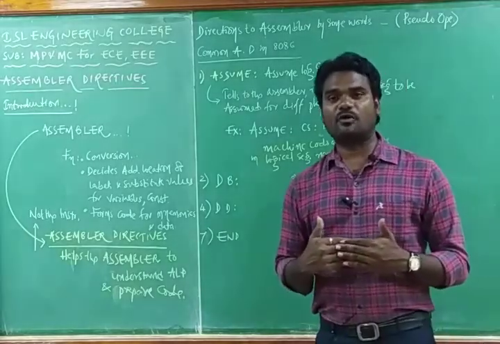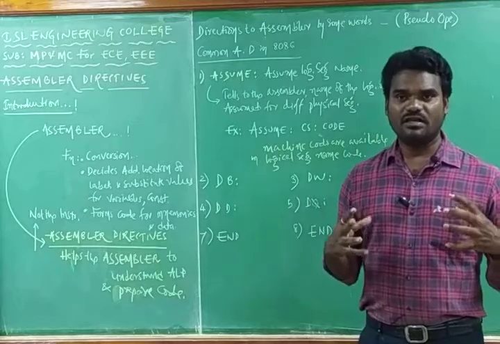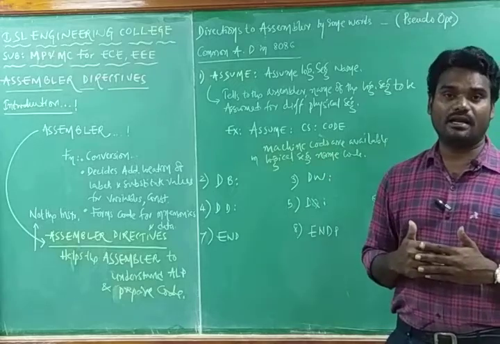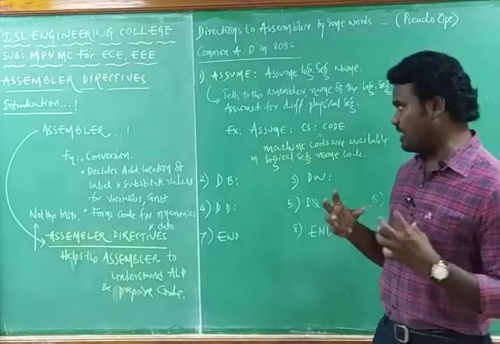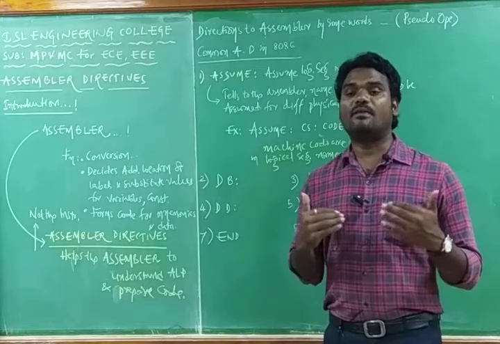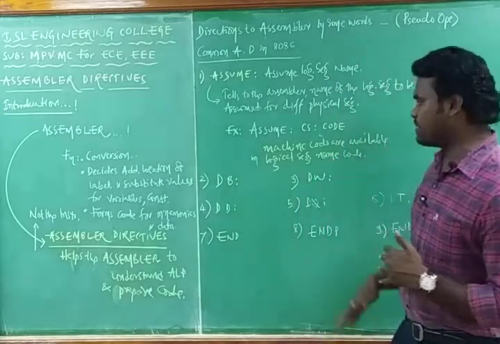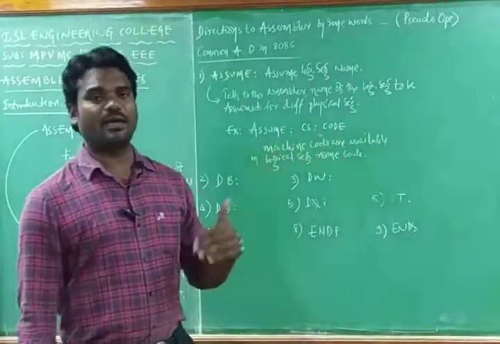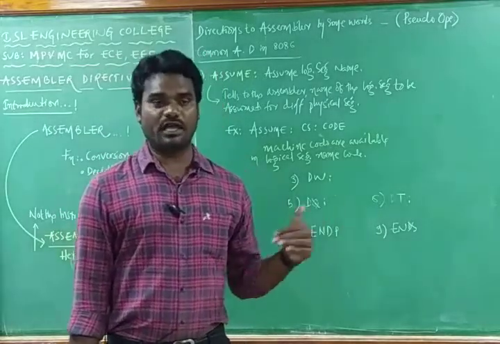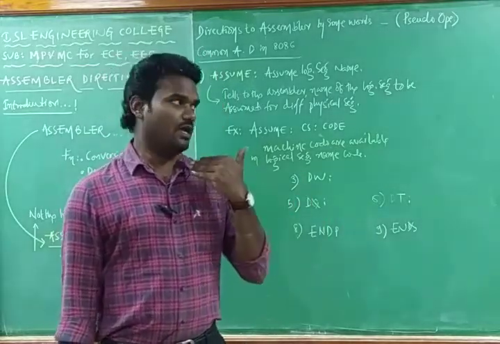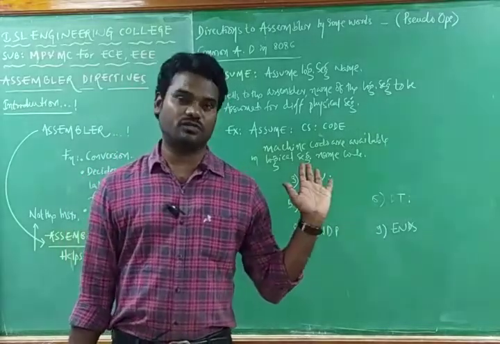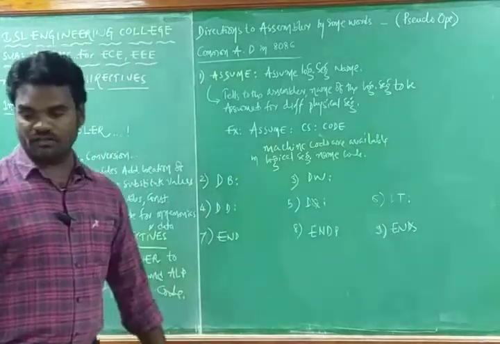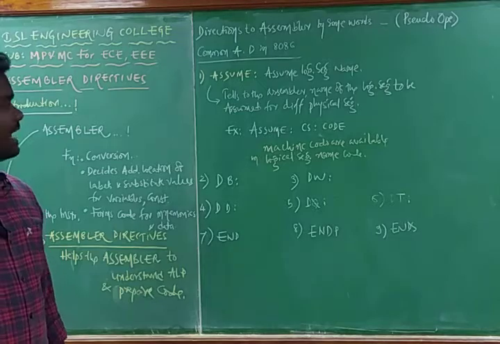The 8086 microprocessor has a large number of instructions in its instruction set, and it also has assembly directives. I am going to explain the commonly used assembly directives in this class. I will explain 9 assembly directives in this class, and the remaining will be explained in tomorrow's class. Once the assembler directives are completed, we are going to study the interfacing of the 8086 microprocessor. So we are going with the 9 assembler directives.